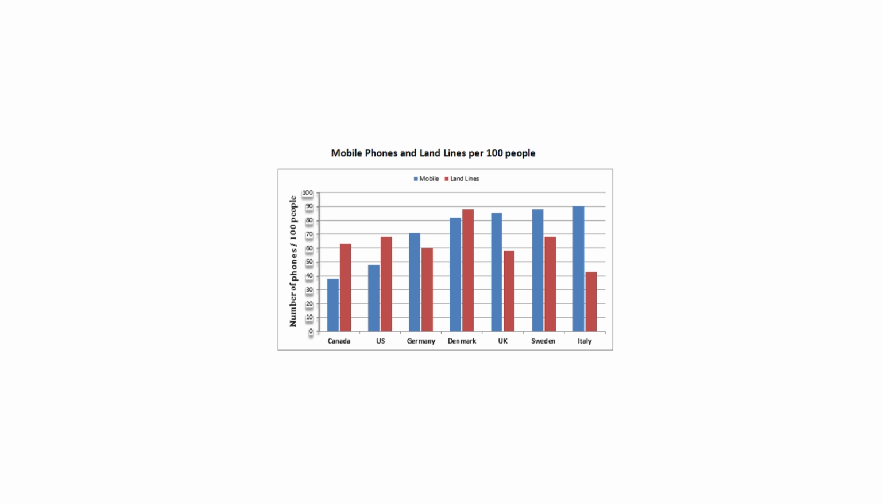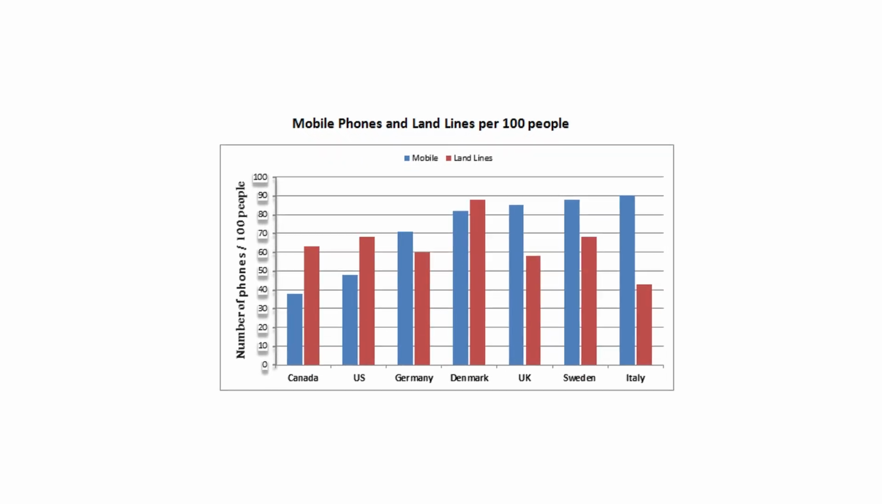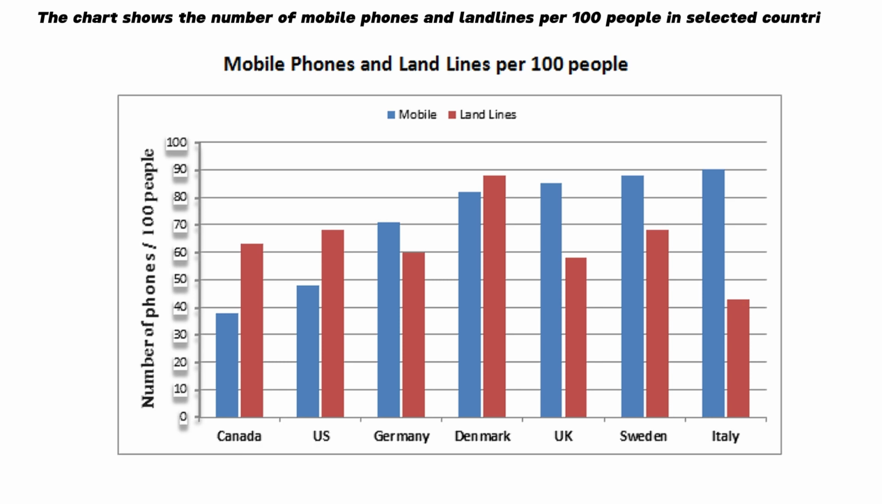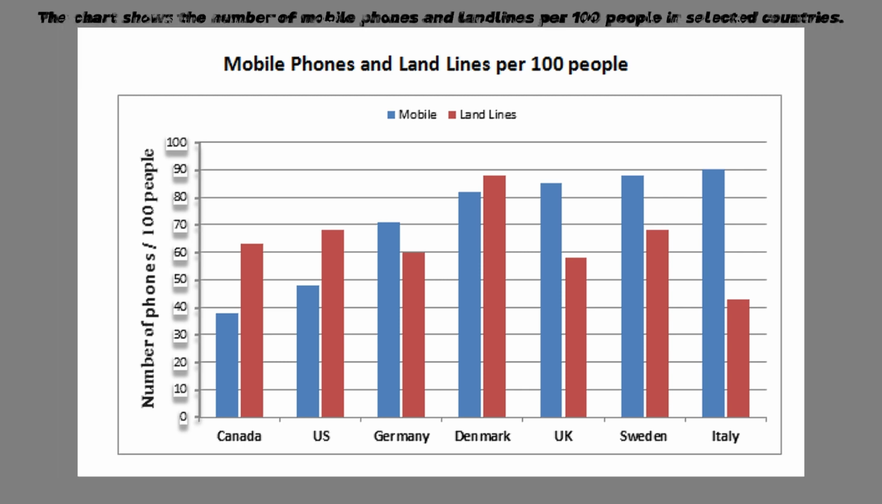Now we're going to solve this question in Academic Writing Task 1 in IELTS. The chart shows the number of mobile phones and landlines per 100 people in selected countries. This is an example. You can learn some ways of describing in this type of task.